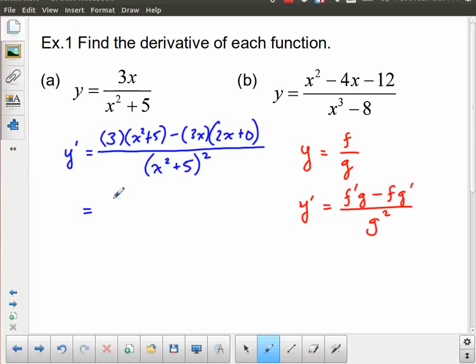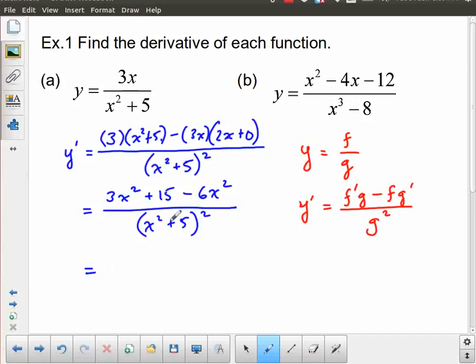And now I'm going to expand and simplify the numerator. So I get 3 times x squared is 3x squared. 3 times positive 5 is plus 15. Minus 3x times 2x is minus 6x squared. And then negative 3x times 0 is simply 0. All divided by x squared plus 5, all squared.